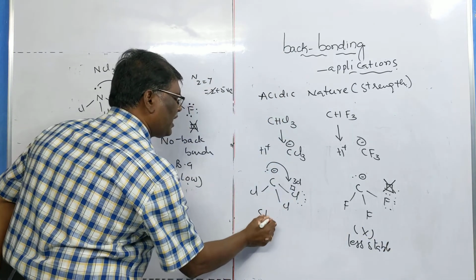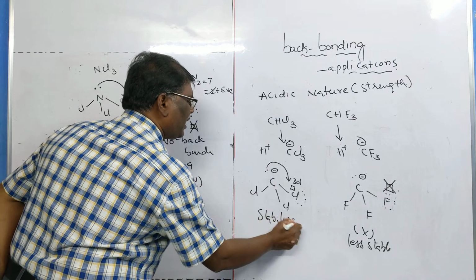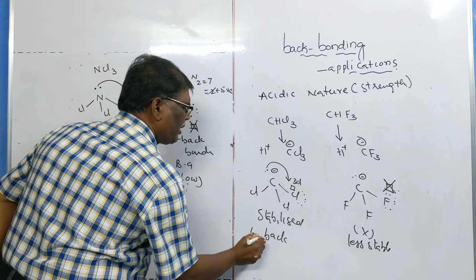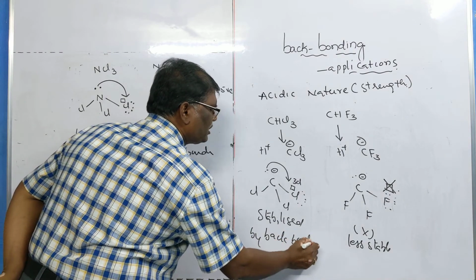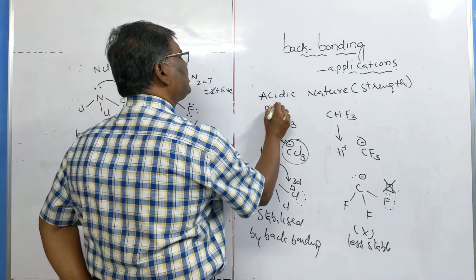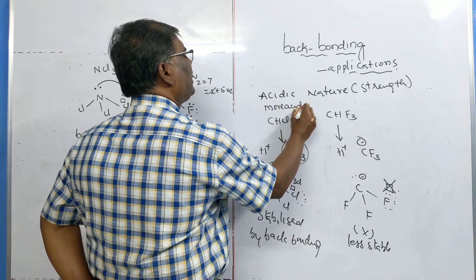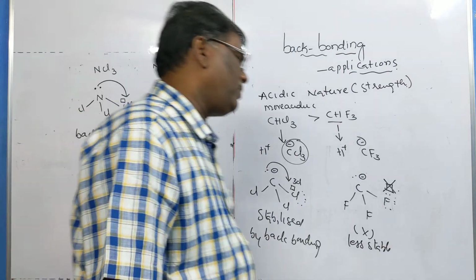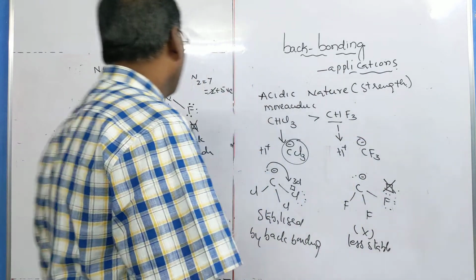Whereas this is stabilized by resonance, stabilized by back bonding. So which species is more stable? This is more stable. That's why this is more acidic compared to this one. Thus acidic strength is explained on the basis of back bonding. Another one.